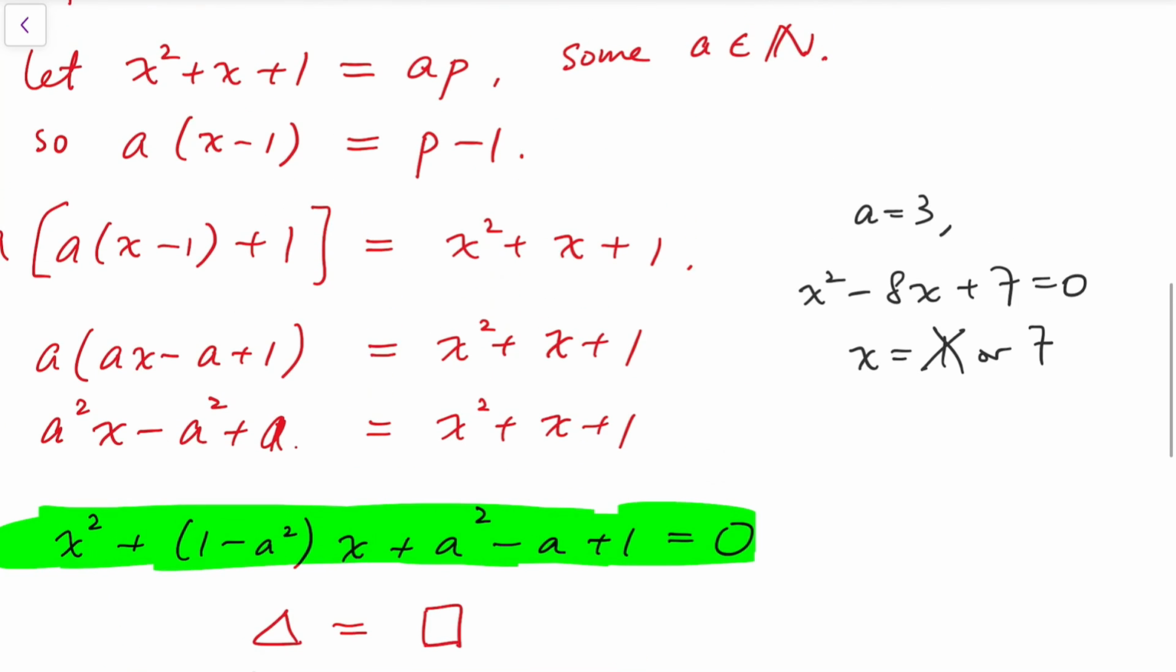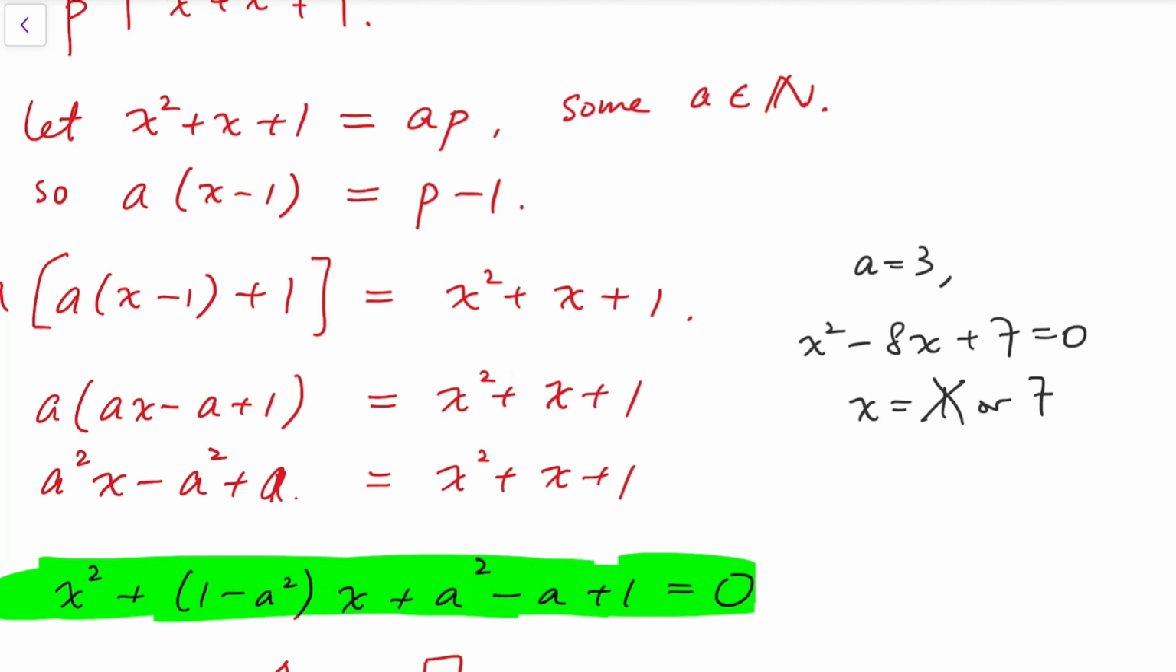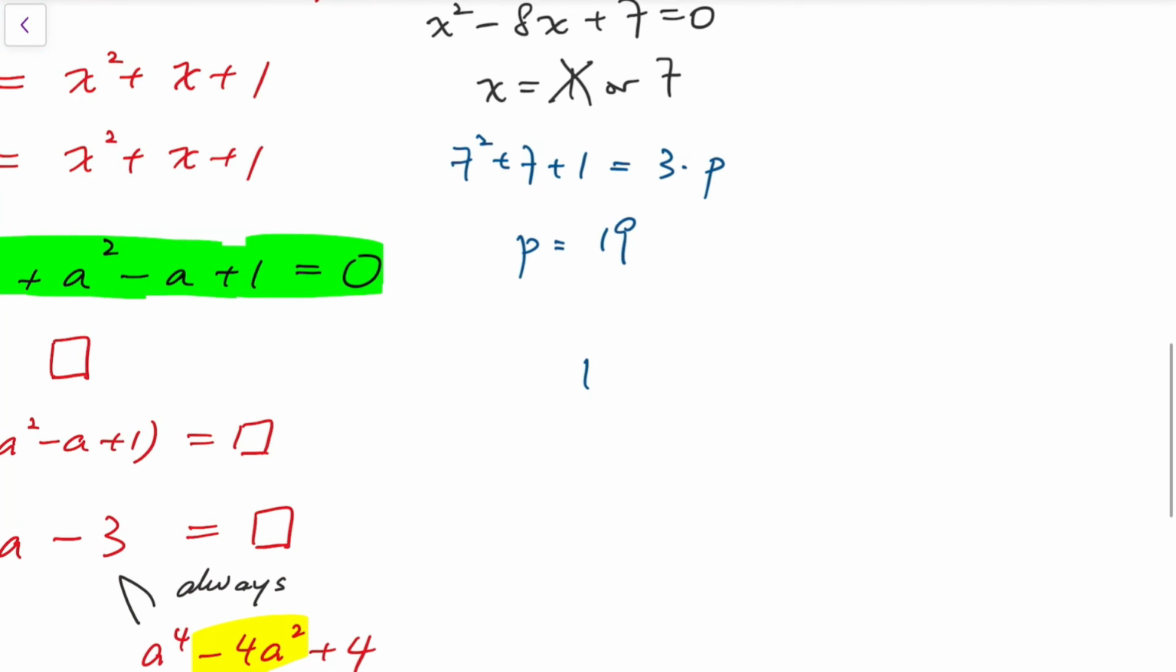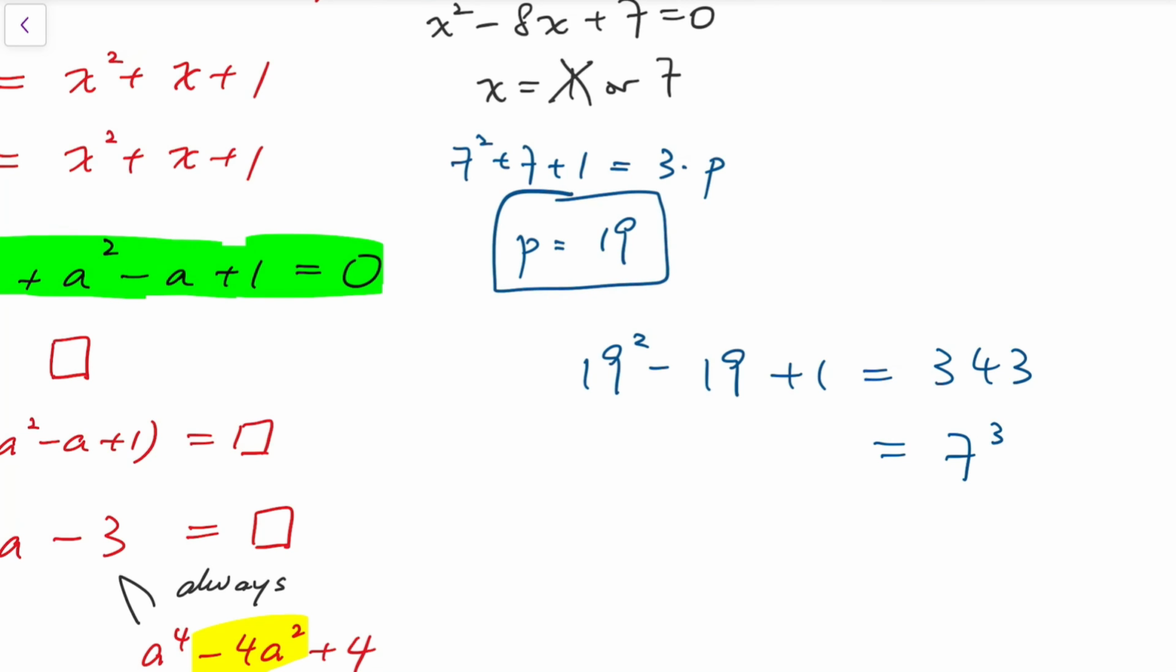So in order to solve for p more quickly, we can just use this. Of course, we can also use this when x equals 1. So 7 squared plus 7 plus 1 equals 3 times p, and p equals 19. So to check, indeed we have 19 squared minus 19 plus 1 is 343, and that's 7 cubed. So our only candidate is a valid solution. So this is the final answer.